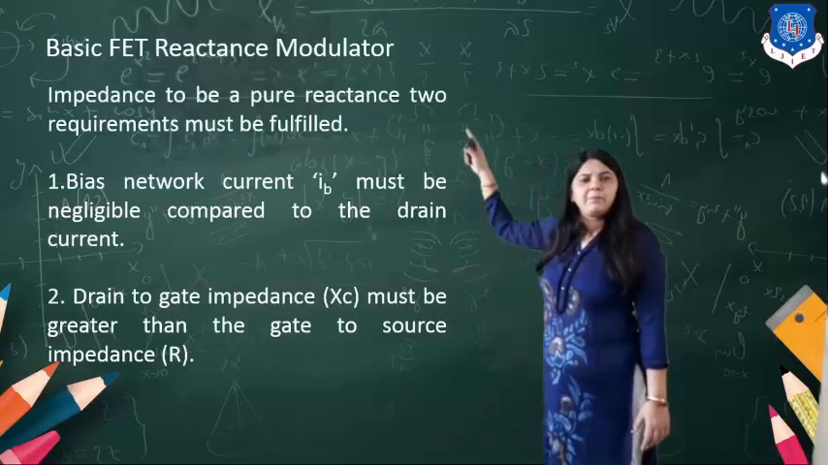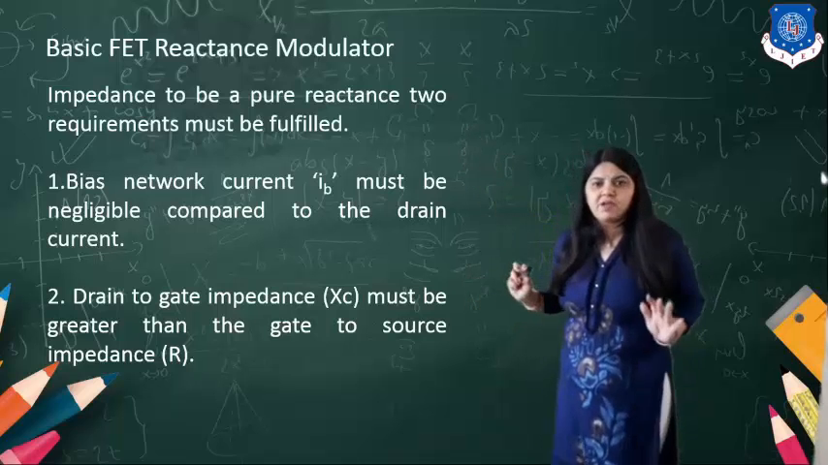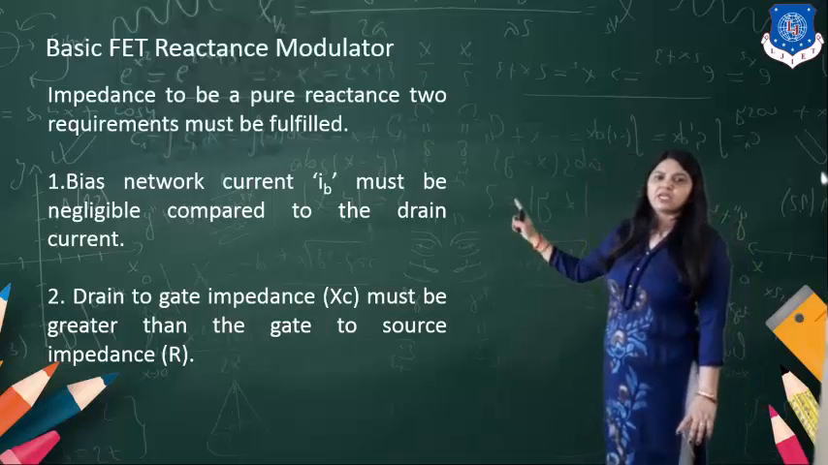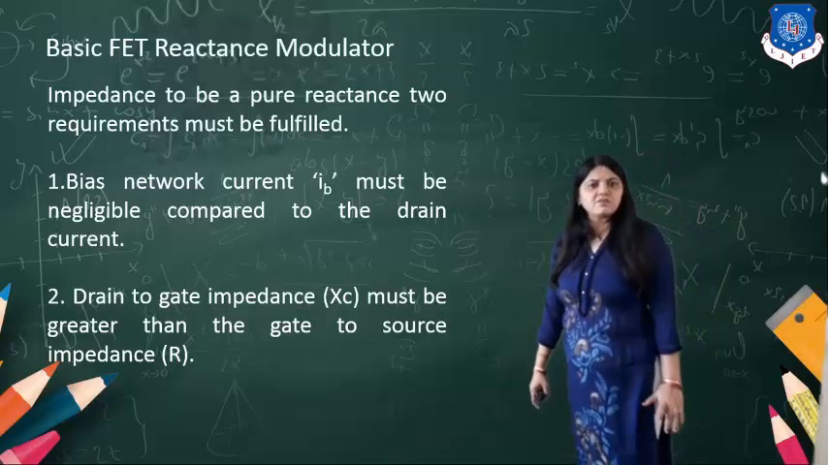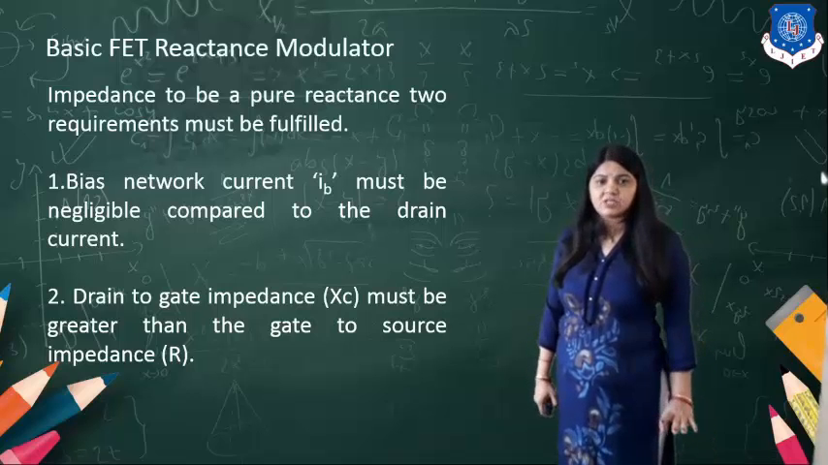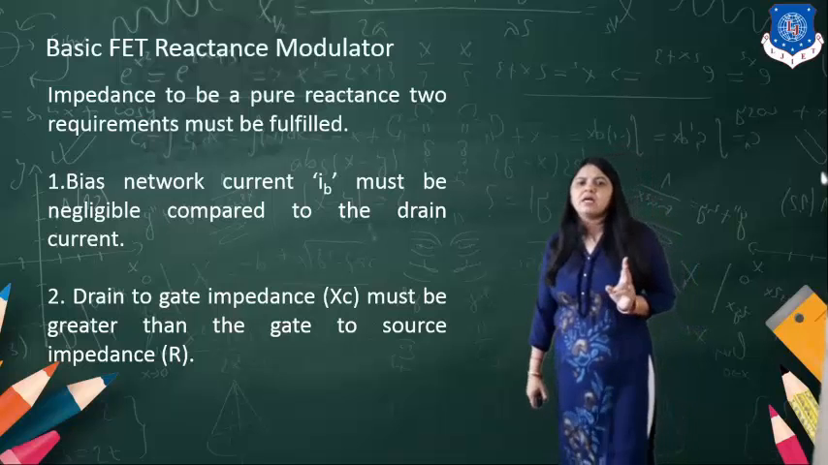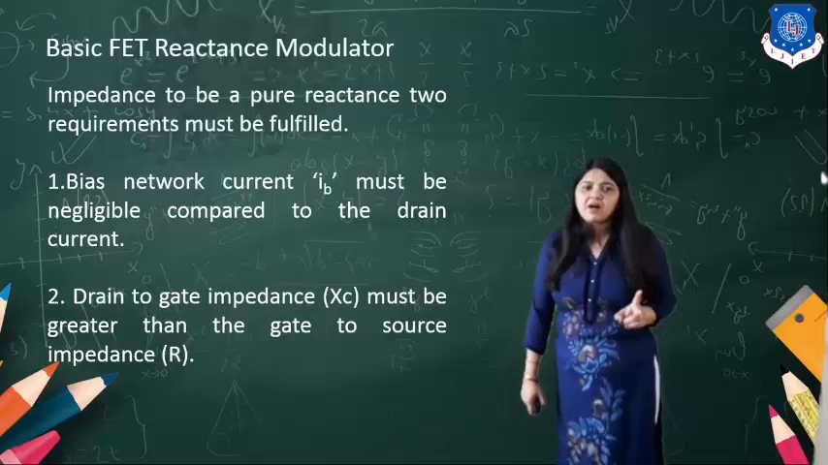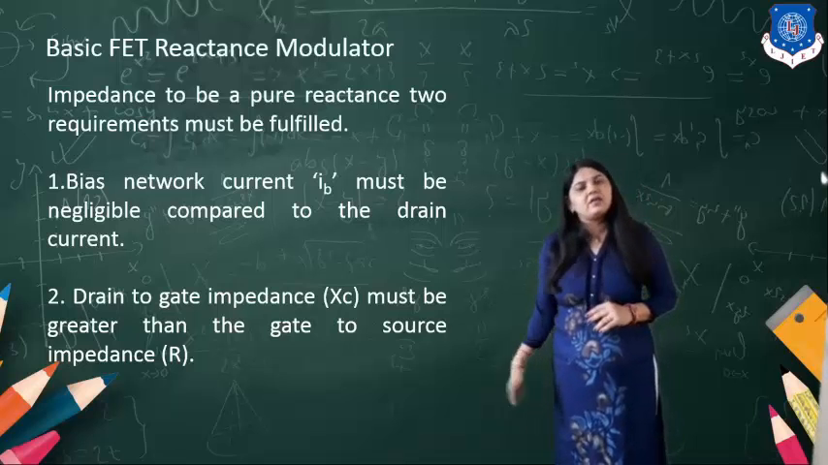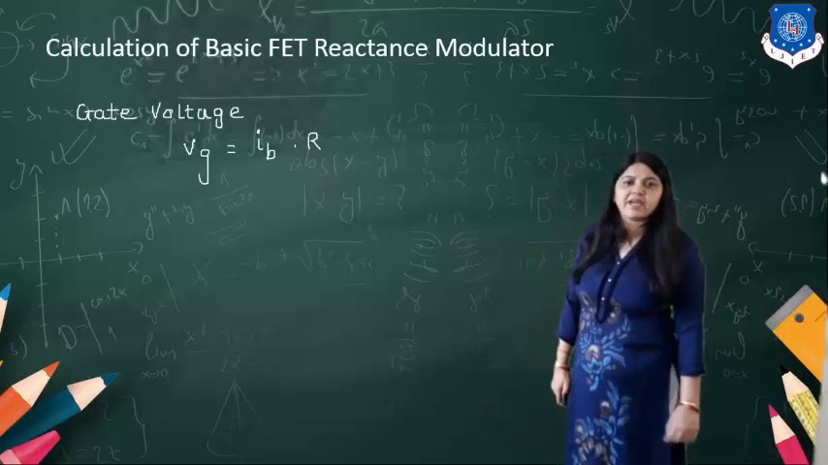So here the impedance is to be a pure reactance, and this requirement must be fulfilled. Before solving this circuit, we are assuming two things. What are our assumptions? The bias network current IB must be negligible compared to the drain current. And the second assumption is that the drain-to-gate impedance must be greater than the gate-to-source impedance, that's R. According to these two assumptions, now we'll find out the gate voltage.